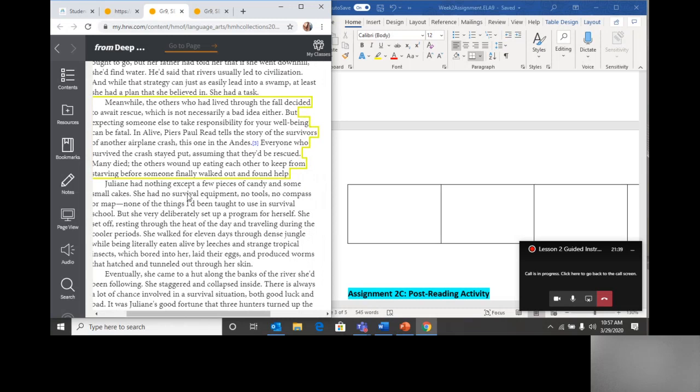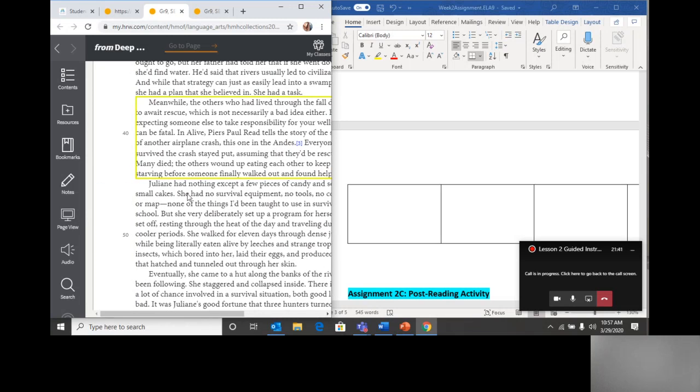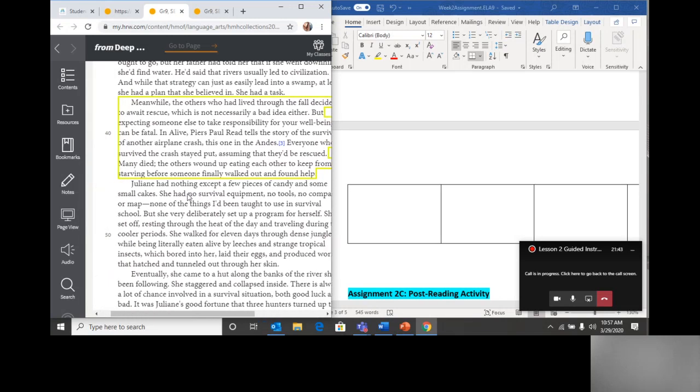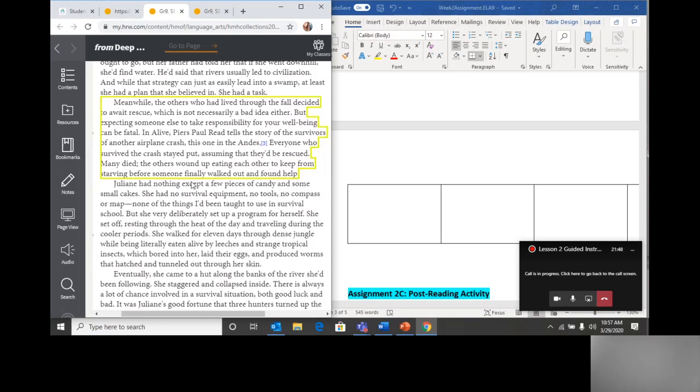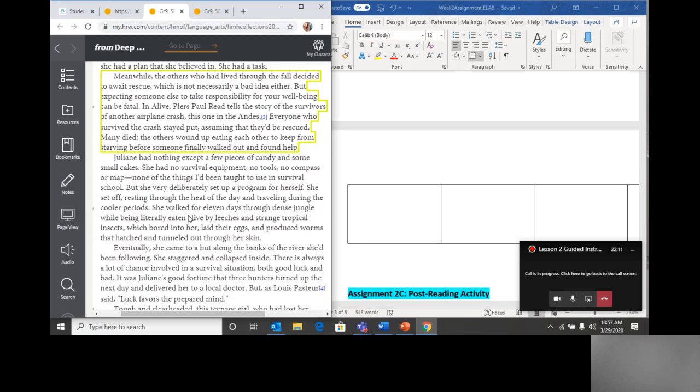Julianne had nothing except a few pieces of candy and some small cakes. She had no survival equipment, no tools, no compass or map. None of the things I've been taught to use in survival school. But she very deliberately set up a program for herself. She set off, resting through the heat of the day, traveling during cooler periods. She walked for 11 days through the dense jungle while being literally eaten alive by leeches and strange tropical insects, which bored into her, laid their eggs, and produced worms that hatched and tunneled through her skin. Wow, she really had it rough.